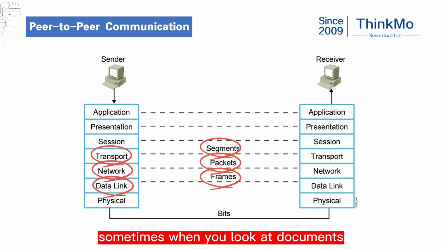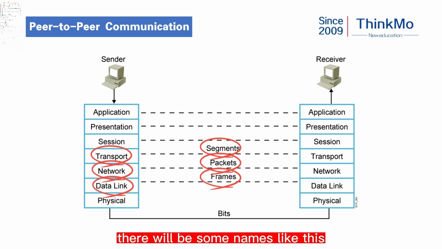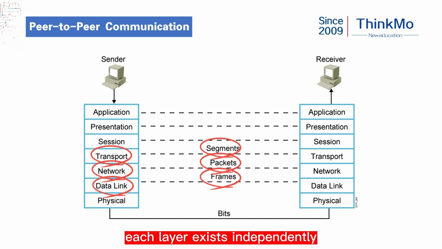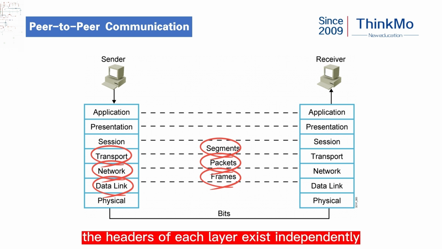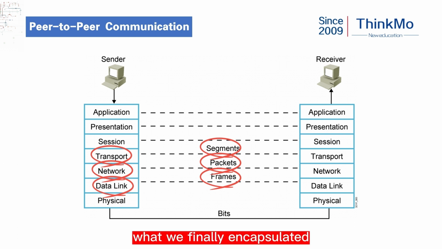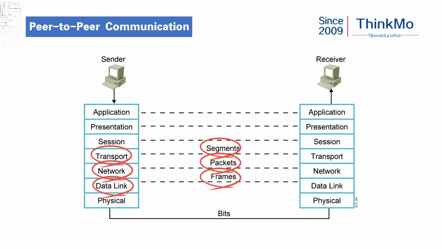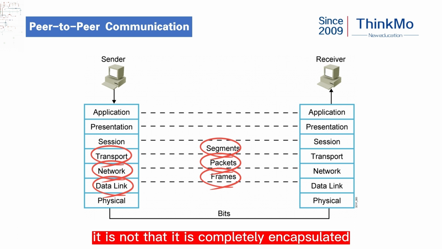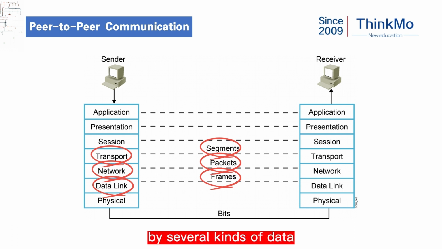Sometimes when you look at documents, there will be names like this. Each layer exists independently. The headers of each layer exist independently, but they are ultimately packaged in one piece. What we finally encapsulate is a complete data frame. It is not that it is several separate kinds of data. It is a complete overall data frame, packaged together and added together, but the layers are really separate.